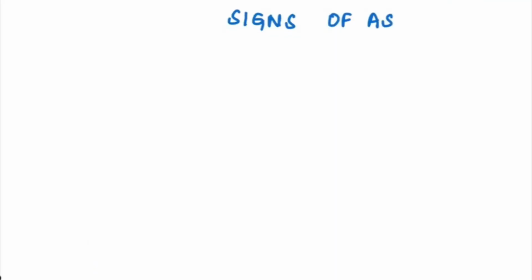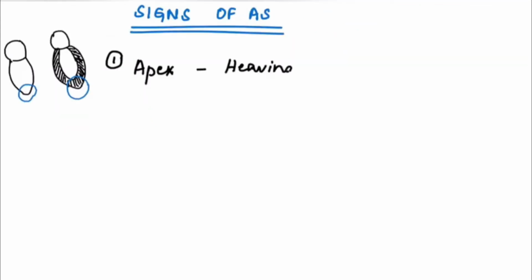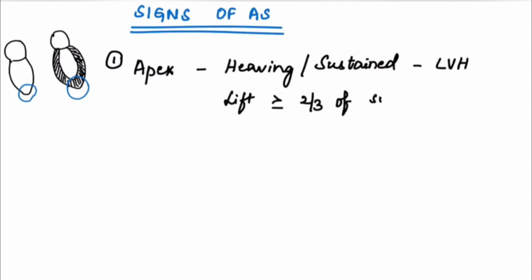Next, the signs of aortic stenosis. Starting with the apex. Apex in aortic stenosis is known as a heaving type or a sustained apex, which means the lift at the apex remains for more than 2/3 of the systole.